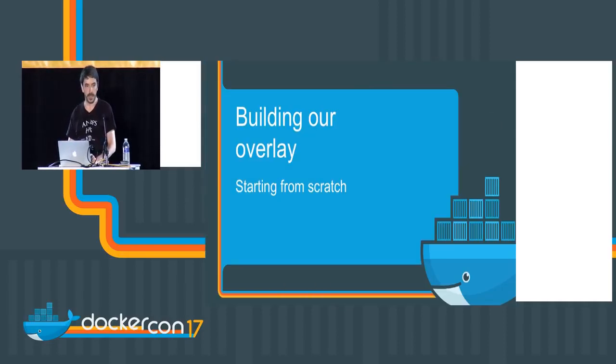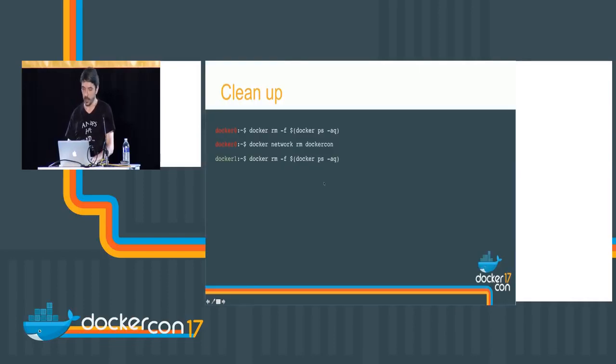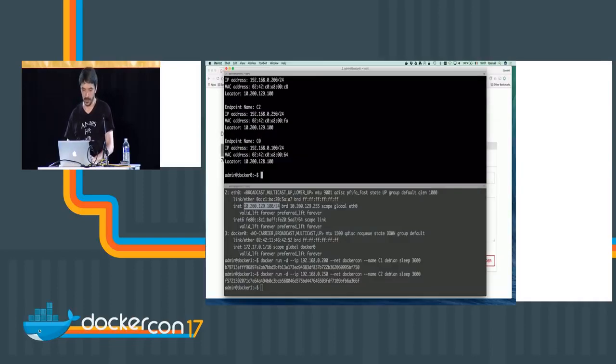What we're going to do now is build our own. So far we've just created a network overlay using the Docker overlay driver, and what we're going to do now is create our own with standard Linux commands. So the first thing I'm going to do is a big cleanup. I'm going to remove everything I've created so far. First, I'm going to remove all containers.